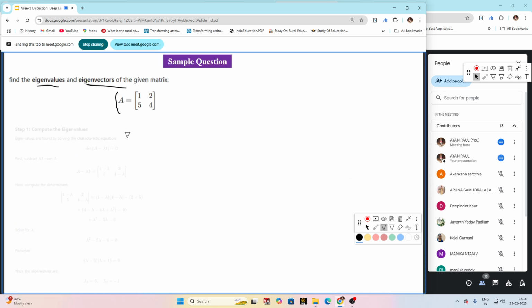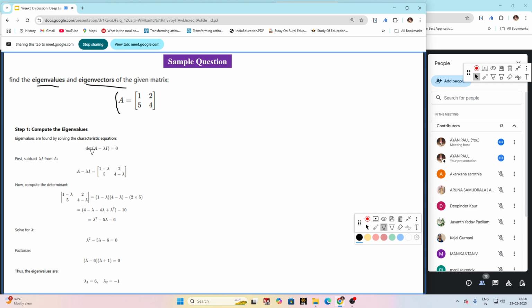So we will find the characteristic equation first. That is the mod of A minus lambda I, meaning the determinant of the matrix. To find the magnitude, we have to compute the determinant of A minus lambda I. Whenever we do this, we arrive at an equation. When we equate this equation to 0, it is known as the characteristic equation of this matrix. By this equation we can find the eigenvalues.